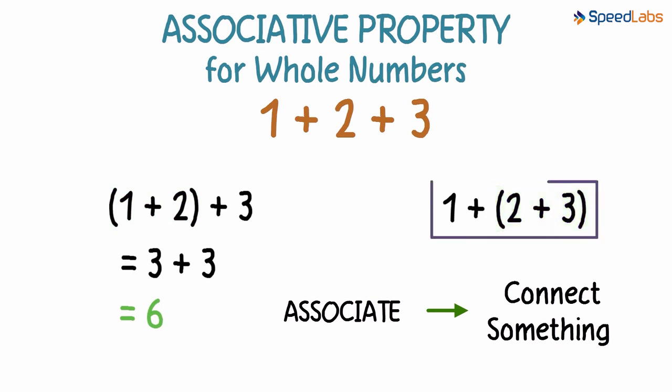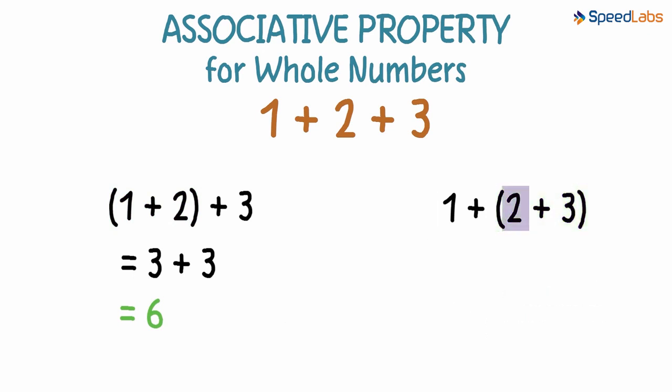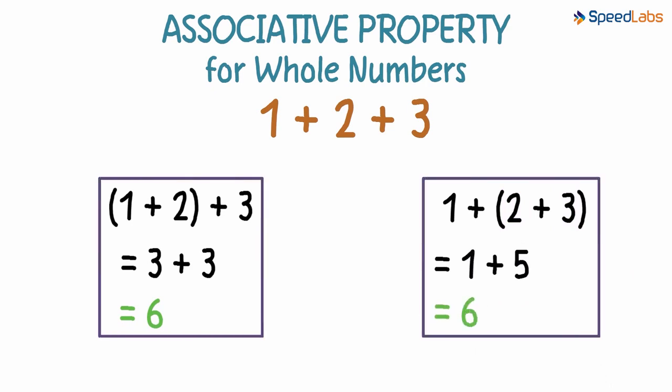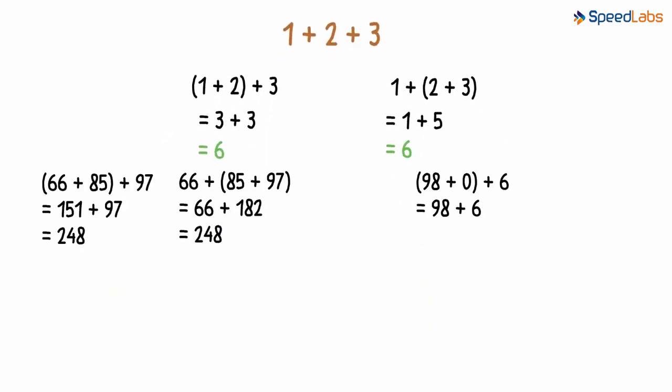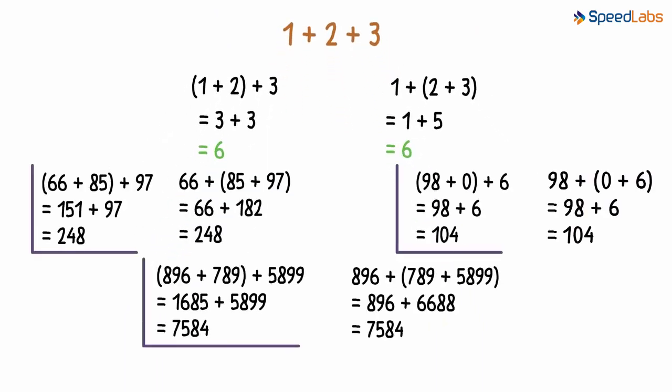Okay, let's solve this quickly now. 2 plus 3 is 5 and 1 plus 5 is 6. So we see that in both the cases, we get the same answer, 6. This is true for any combination of whole numbers that we can take. There are some examples shown below. Go through each of them.